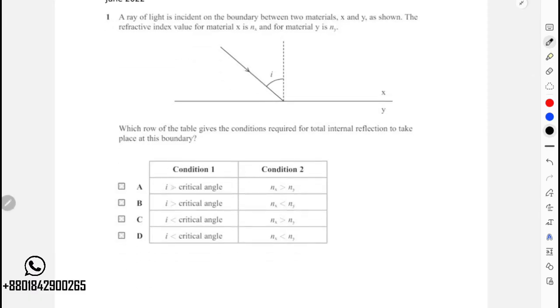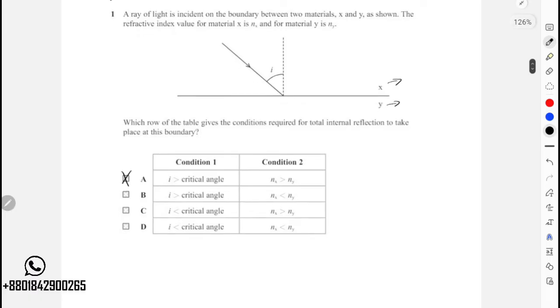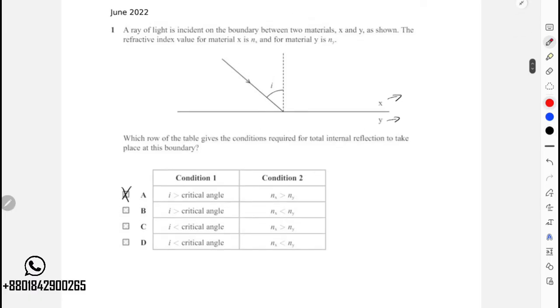So I greater than critical angle, so between A and B, option A is your correct answer, right? Density of X is greater than density of Y, and this must be greater than critical angle, right? Option A is your correct answer. This is again quite a repeated question, I would say. Memorize this question because it has both the conditions fulfilled for total internal reflection, angle greater than critical angle, and density for X greater than density for Y.